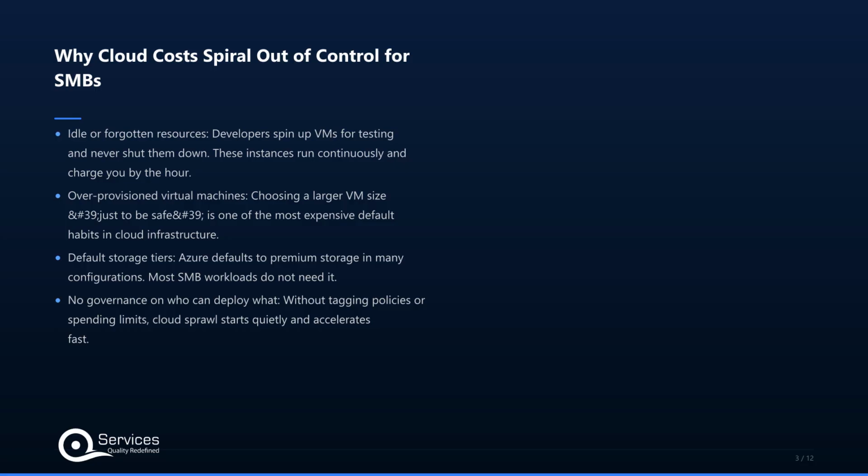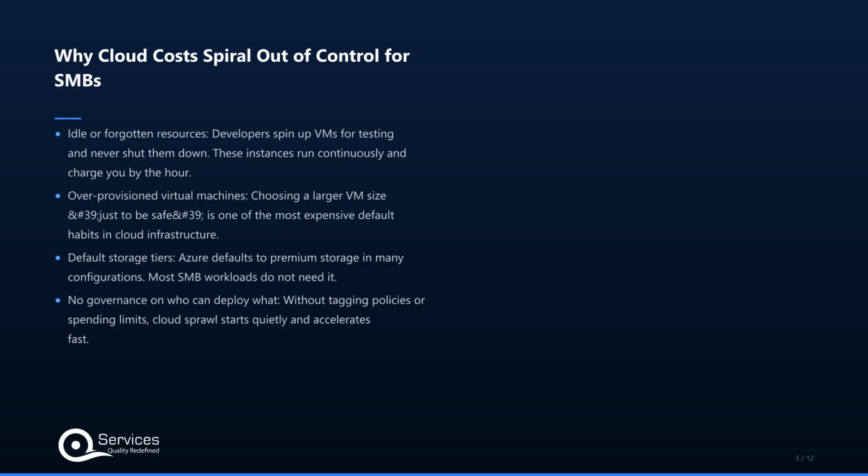Cloud spending feels manageable until it suddenly does not. A few common patterns drive most of the waste, and understanding them is the first step towards successfully reducing Azure cloud costs for SMBs of any size. Idle or forgotten resources. Developers spin up VMs for testing and never shut them down. These instances run continuously and charge you by the hour.